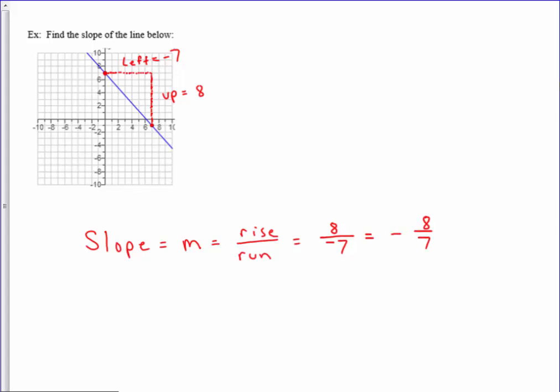If you have a negative either on the top or on the bottom and a positive in the opposite location, the entire fraction is negative, and you can just place the negative sign in the front.